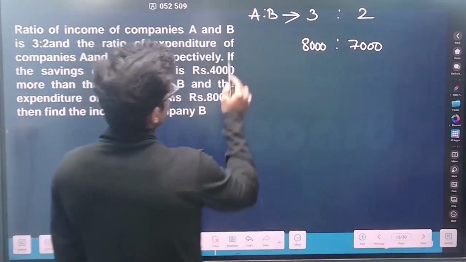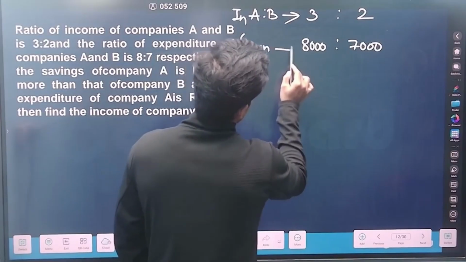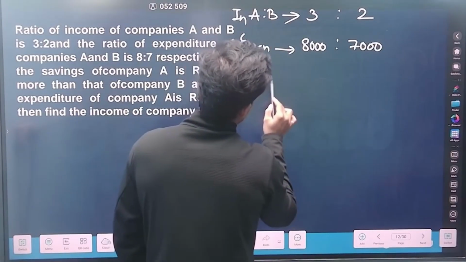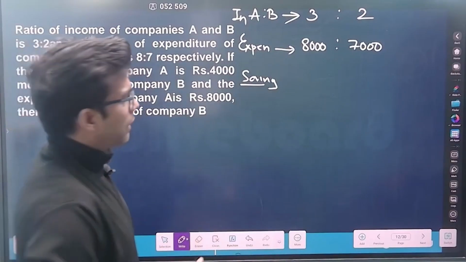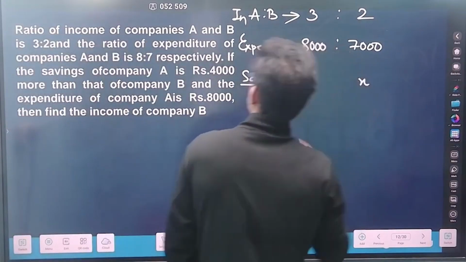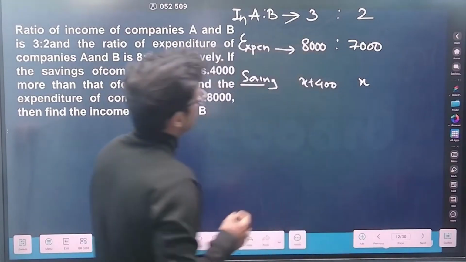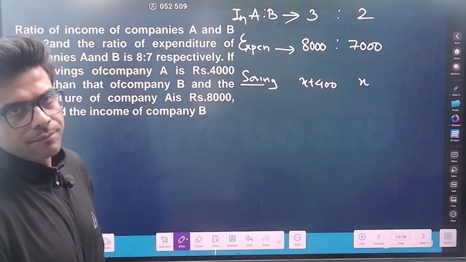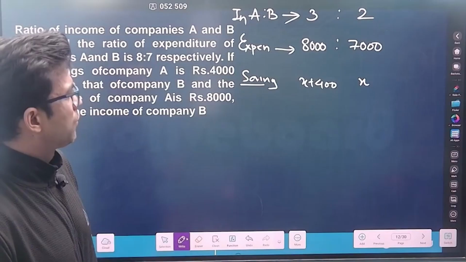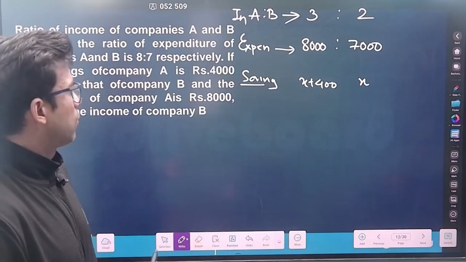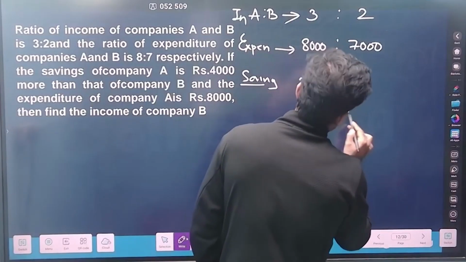So this I can write: this is income, this is my expenditure, and I would write saving. Correct, no? I hope this makes sense, everyone. No worries. If this is x, this is 4,000 more than, so x plus 4,000. Now, the ratio 3/2 would be equal to what? The income ratio, which is 3/2.